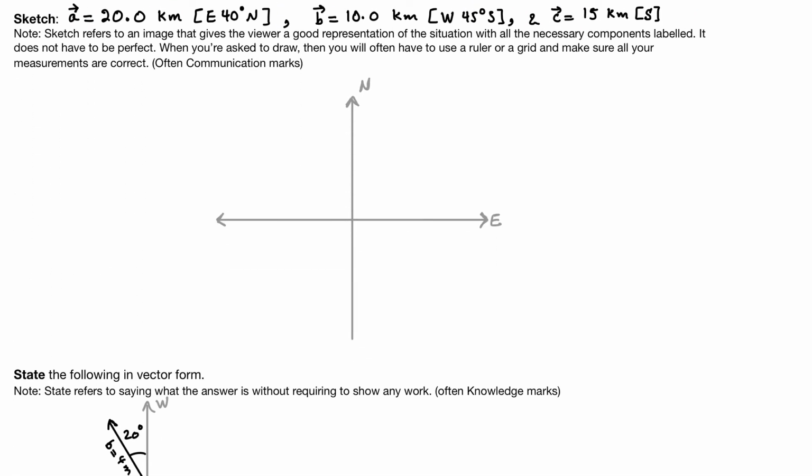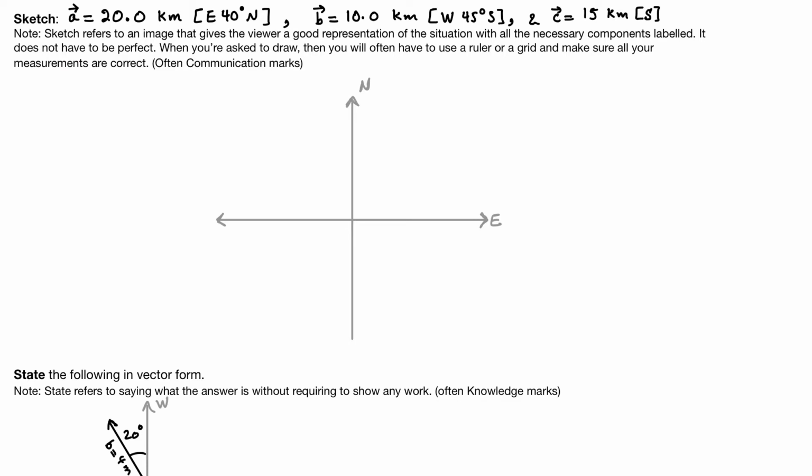For the next questions, we are asked to sketch vector A, which is 20 kilometers east, 40 degrees north, vector B, which is 10 kilometers west, 45 degrees south, and vector C, which is 15 kilometers south. Note that sketch refers to an image that gives the viewer a good representation of the situation with all the necessary components or information labeled. It does not have to be perfect.